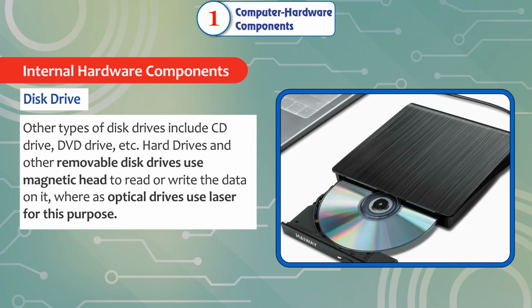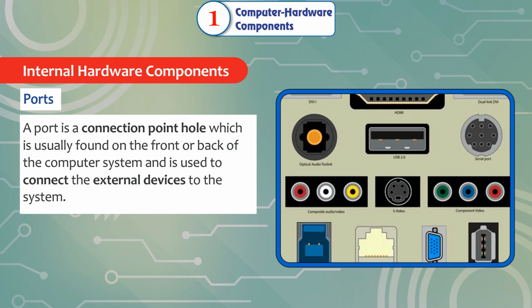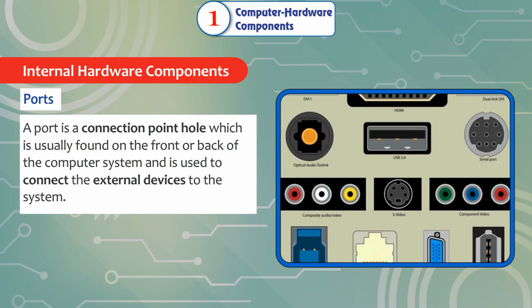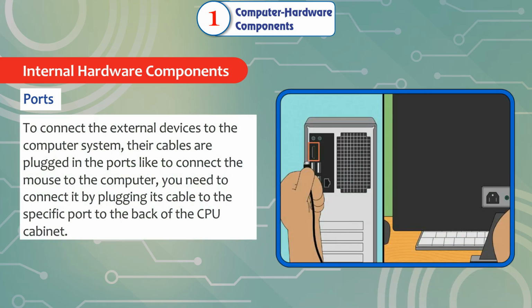Hard drives and other removable disk drives use a magnetic head to read or write the data, whereas optical drives use a laser for this purpose. Ports. A port is a connection point or hole which is usually found on the front or back of the computer system and is used to connect external devices to the system. To connect external devices to the computer system, their cables are plugged into the ports. Like, to connect the mouse to the computer, you need to plug its cable into the specific port at the back of the CPU cabinet.